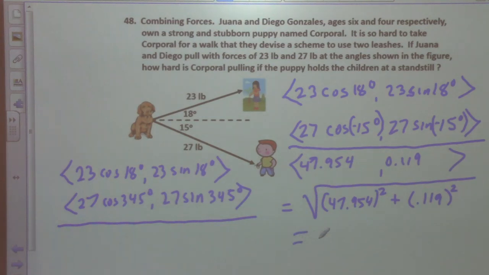And so what is the force going to be when we do that? I predict it's going to be 47.9 something. 47.954.